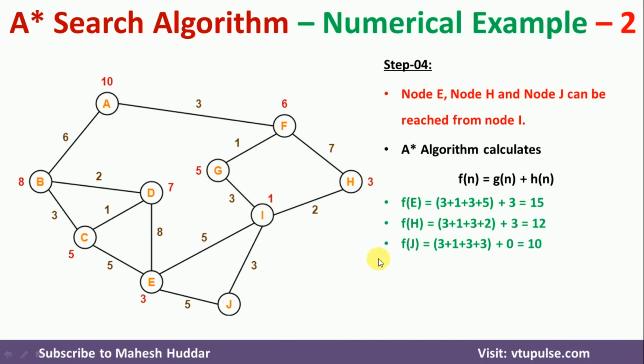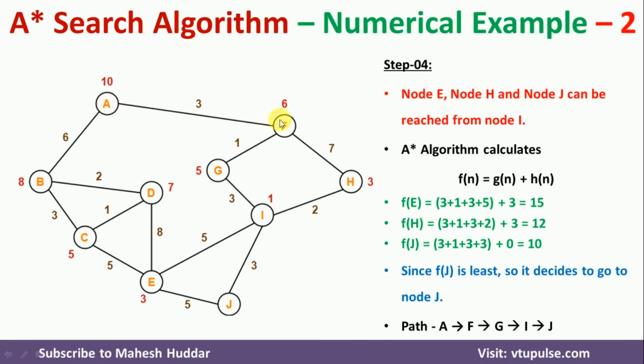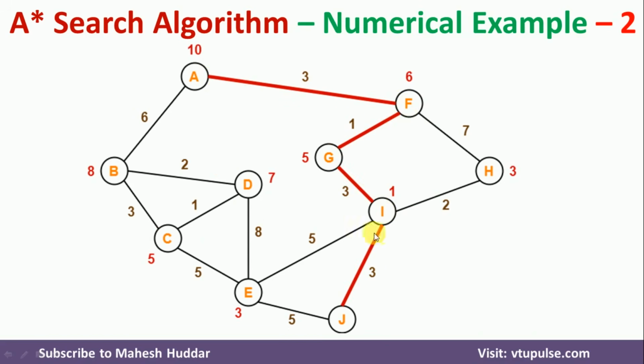F of J is equal to 3 plus 1 is 4, 4 plus 3 is 7, 7 plus 3 is 10, and the heuristic value of J is 0 because this is the goal node or the final state, which gives 10 in this case. If I consider all three, f of J is the smallest one. This means we have reached the final state, because from J there are no other possibilities. So the final path is A to F, F to G, G to I, and I to J, with a cost value of 10. That can be represented with this red line.